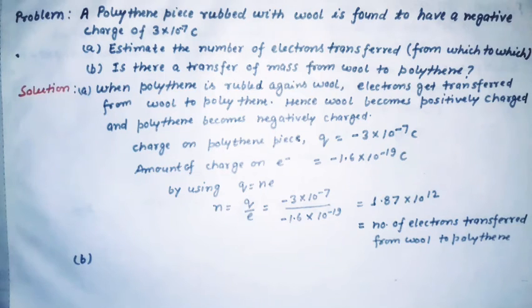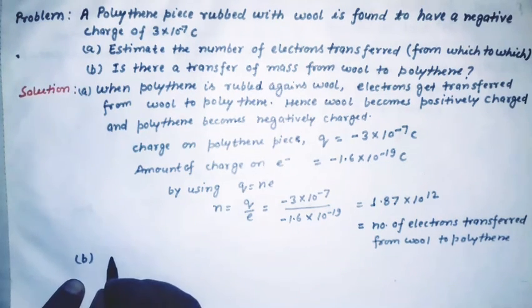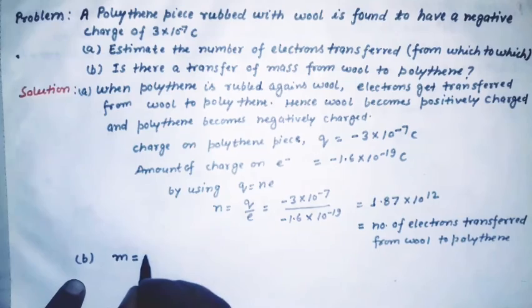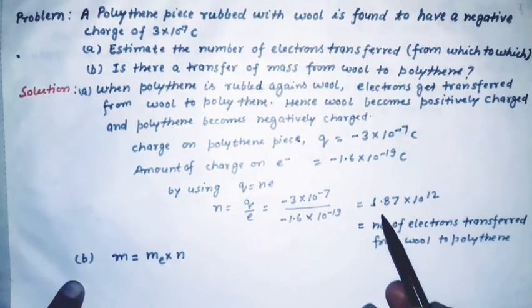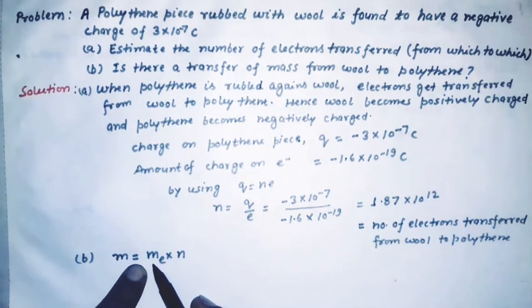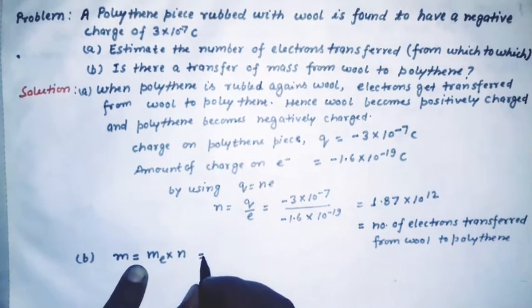So there is a transfer of mass taking place. This is because an electron has a mass, and this mass is equal to 9.1 into 10 to the power minus 31 kilogram. So the mass transfer will be m equal to mass of electron into number of electrons. So here n we have calculated. If we multiply this by the single electron mass, then we will get the total mass transfer.